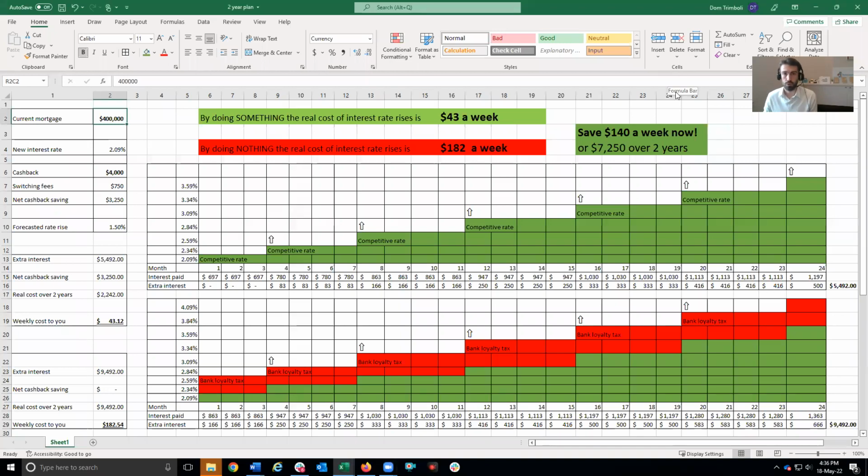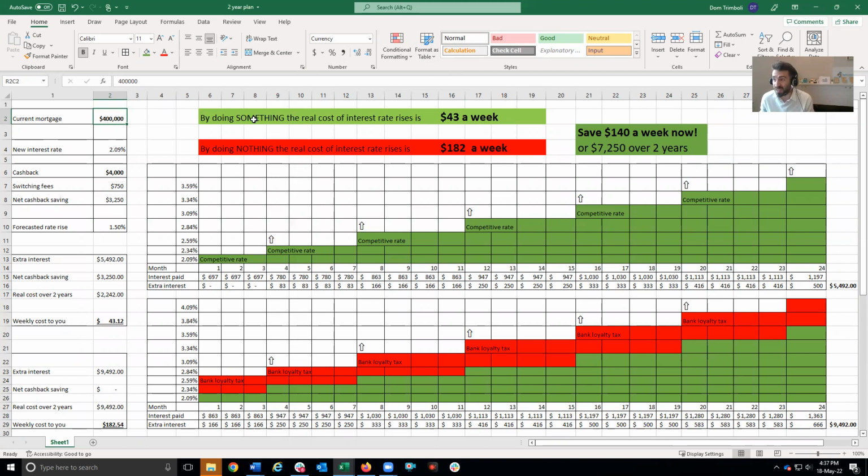Now, guys, I'm going to keep this short and sweet. This is what the next 2 years could look like with interest rate increases being factored in. So essentially, these increases can cost you an extra $43 a week on average, or they can cost you an extra $182 a week on average. The difference is if you do something, you can mitigate your risk. If you do nothing, well, then you're going to have the most exposure.